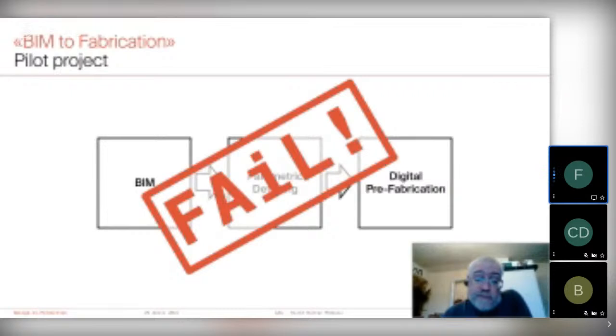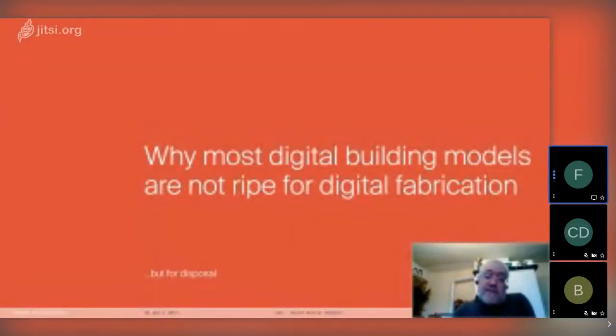And in hindsight of this project, we found out a lot of things that we intuitively did differently from everyone else in the curvy projects of the last 15 years. And this is basically what I'll be talking about for the remainder of this session. The question is, why do most digital building models not serve the purpose of digital fabrication? Basically, they're not ripe for digital fabrication, but actually, as I'm going to show, they're ripe for disposal mostly.